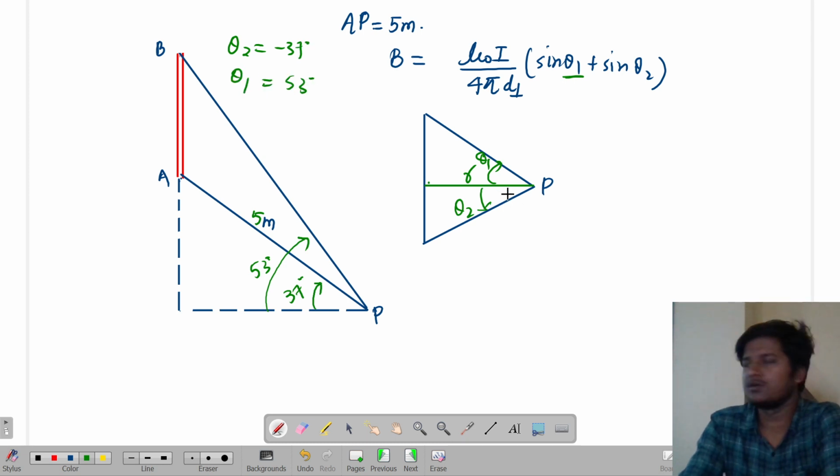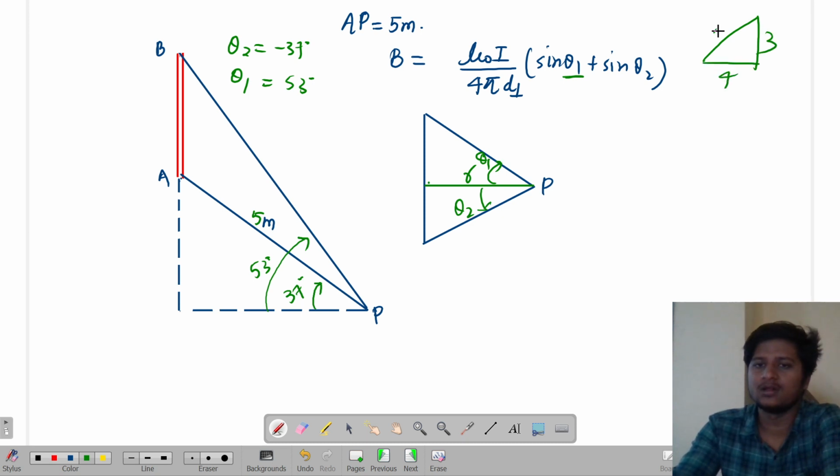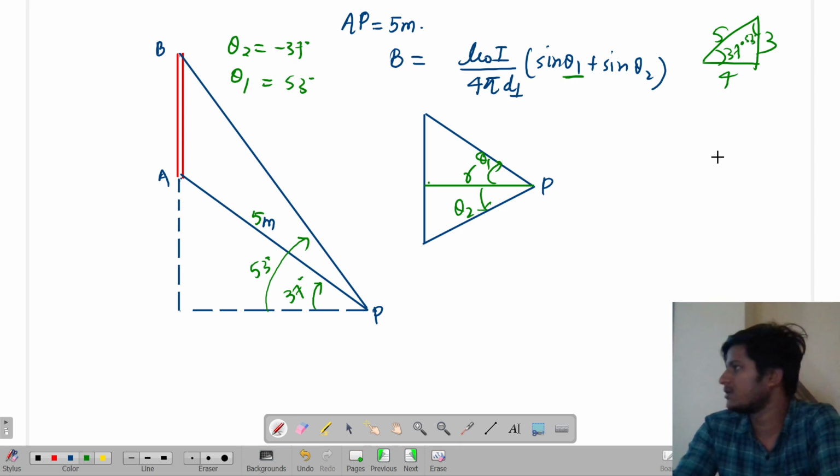Theta 1 is equal to 53 degree. The trick is what? Right angle triangle 3, 4, 5. This is 37 and this is 53. You will remember this trick always. Yes or no?